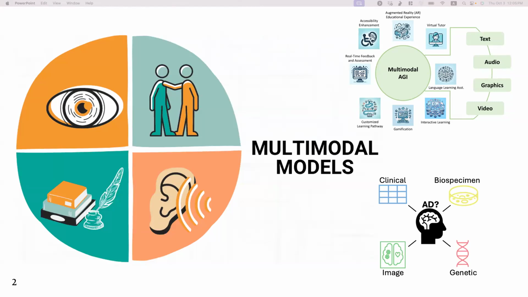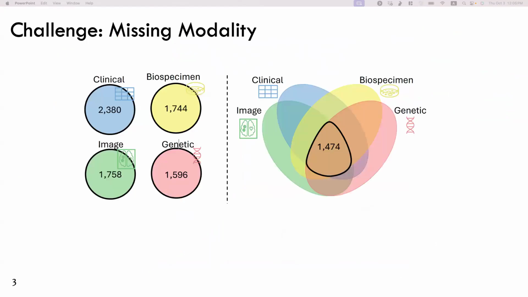So how to integrate such multimodality information to make predictions, to model the disease behaviors? It will be like a $1 million question. However, there are a lot of challenges in multimodal modeling. Today, I will show you one of the challenges.